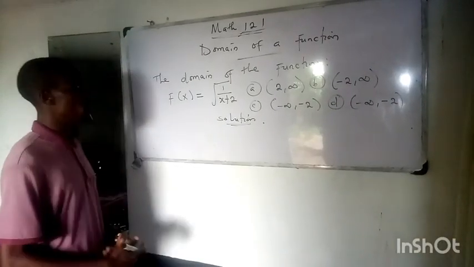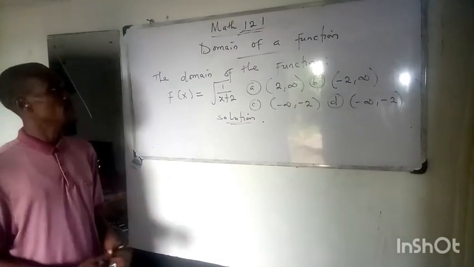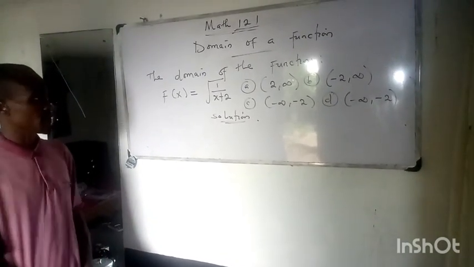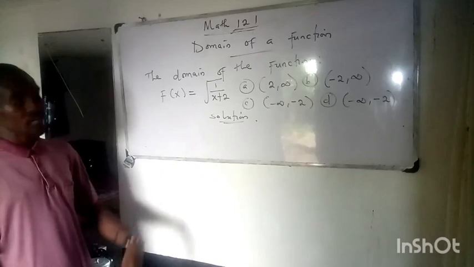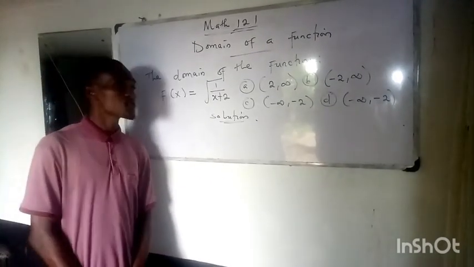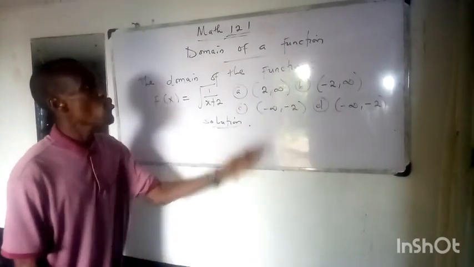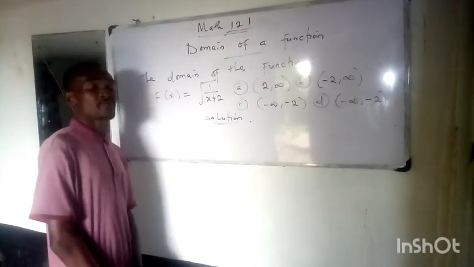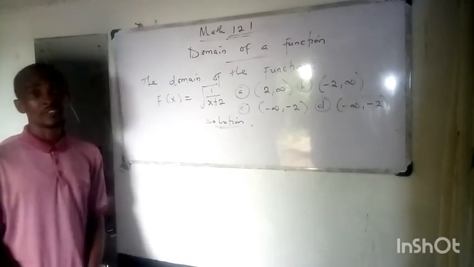So let's see the domain of a function. Now look at this question. The domain of the function. We have the function f(x) equals the square root of 1 over x plus 2. So these are the options. Which of these options represents the domain of this function?